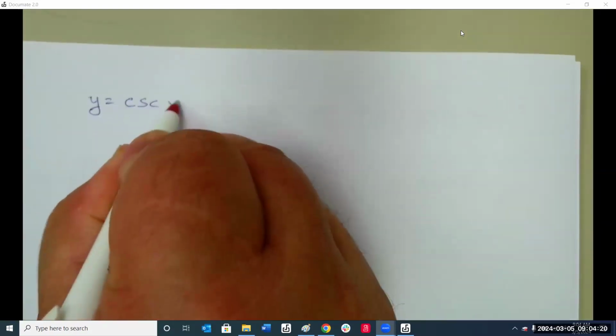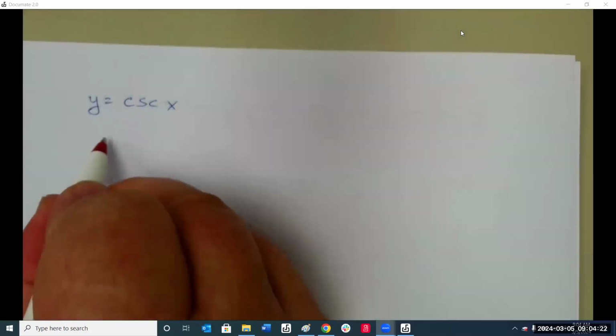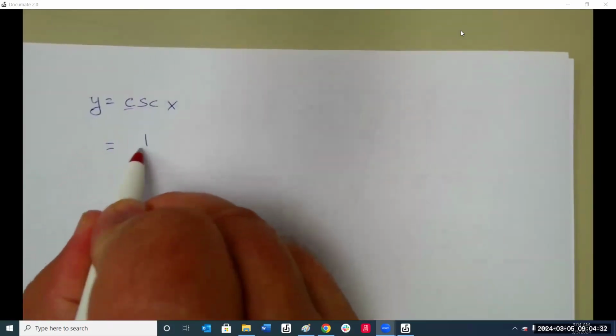All right, let's look at cosecant and secant. Let's do cosecant. What is cosecant? 1 over sine. Yep, so you can't have the same first letter.